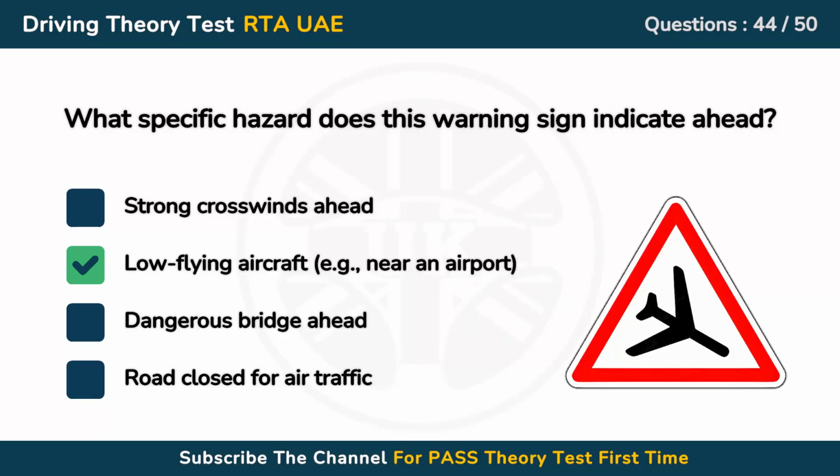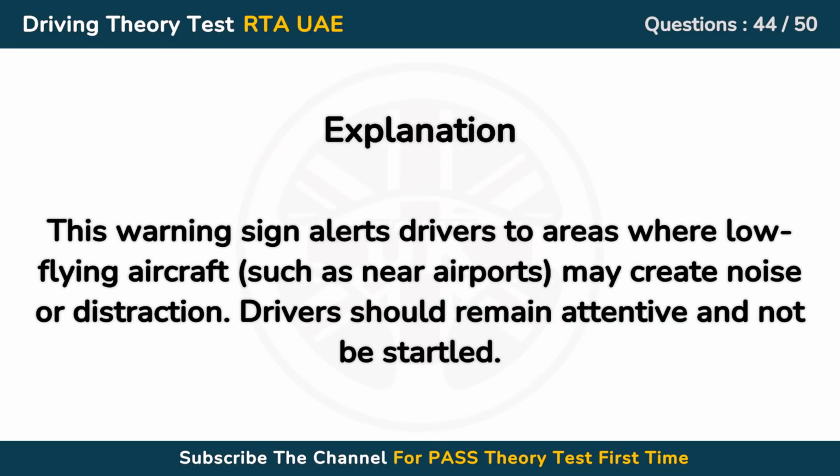Answer is B, low-flying aircraft, e.g. near an airport. This warning sign alerts drivers to areas where low-flying aircraft, such as near airports, may create noise or distraction. Drivers should remain attentive and not be startled.